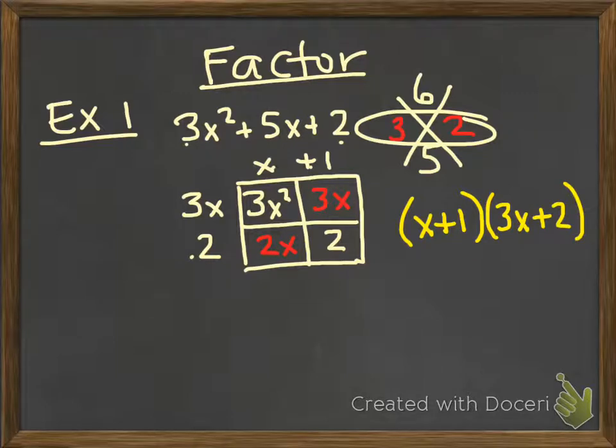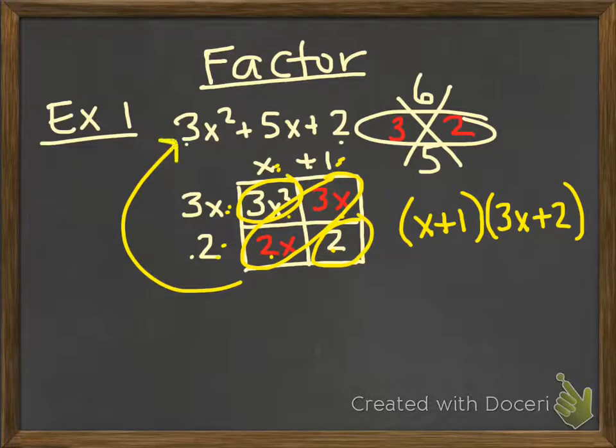And then, you need to double check. So x times 3x is 3x squared. 1 times 3x is 3x. X times 2 is 2x. 1 times 2 is 2. That gives me 3x squared plus 5x plus 2, which is the problem that we had. Okay, so now we have the sum and the product.